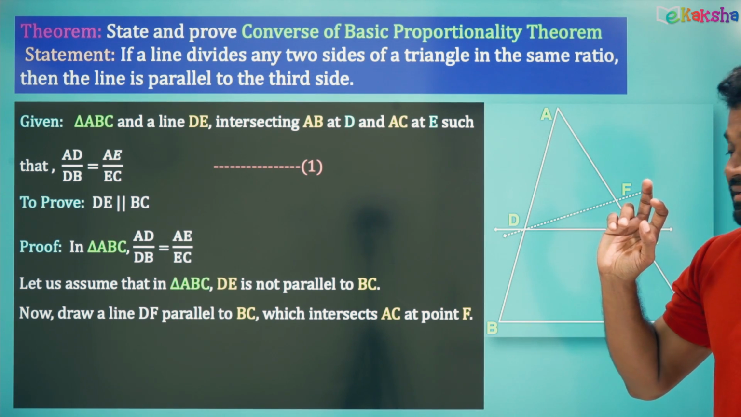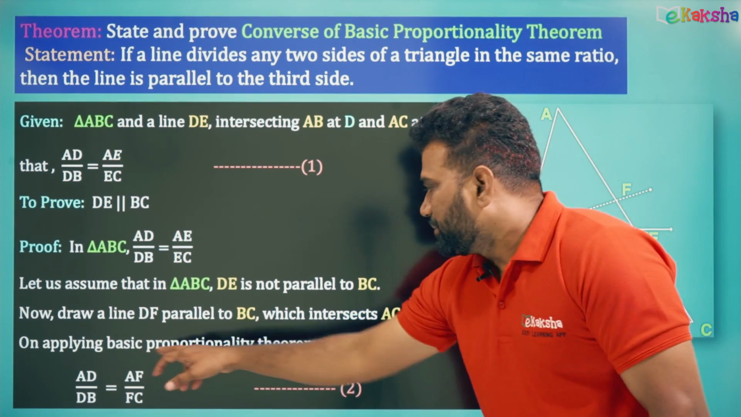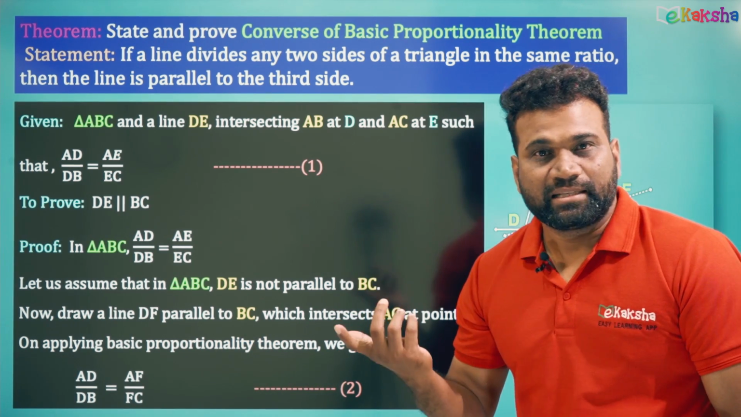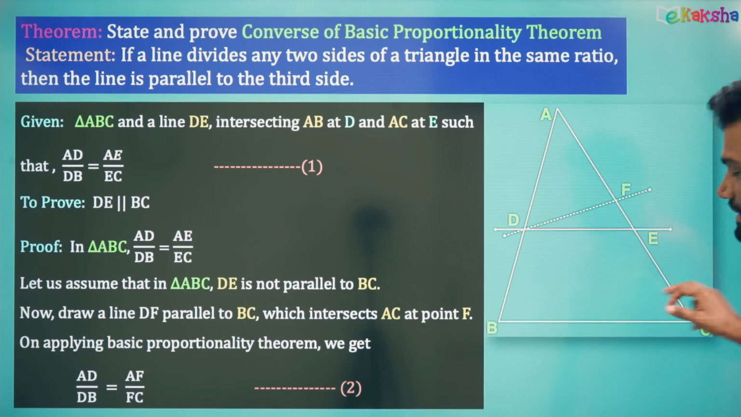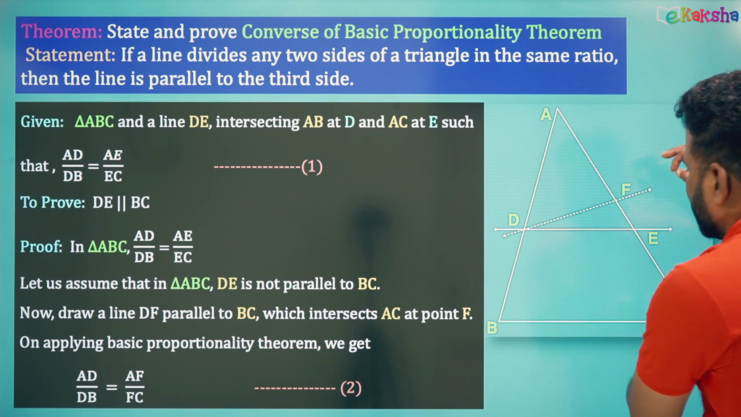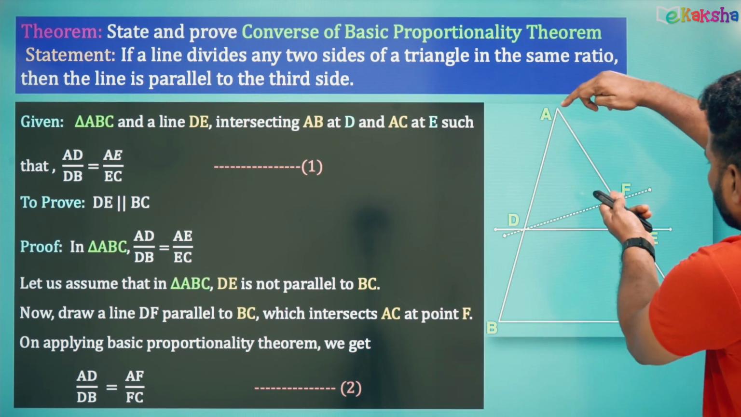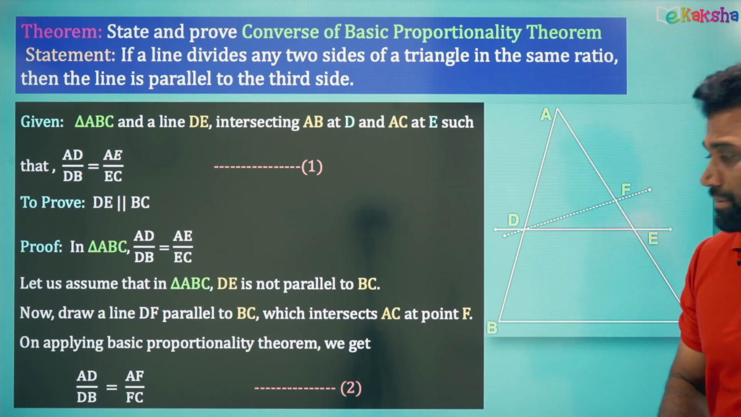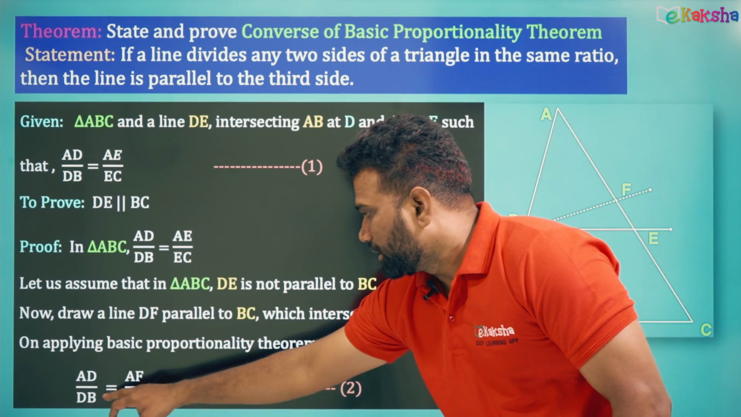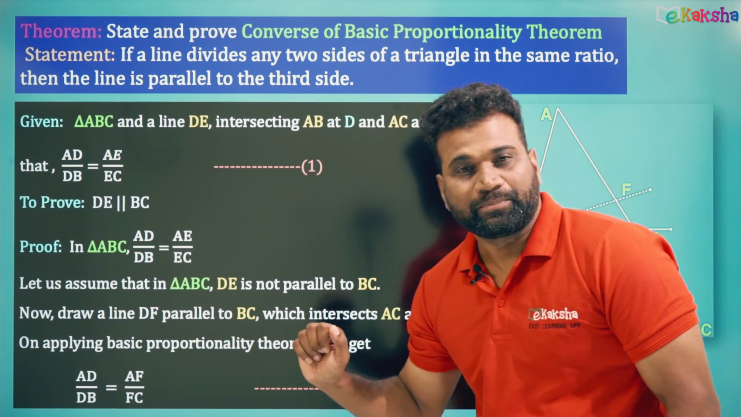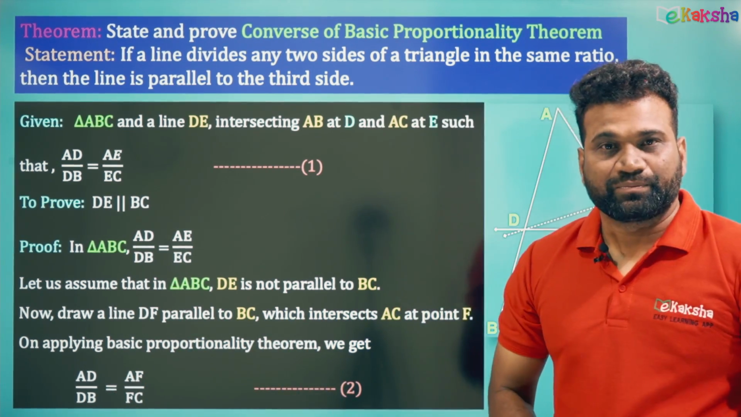Clear? Now on applying basic proportionality theorem, since this line is parallel to this line, the other two sides are in the same ratio, right? So AD over DB is equal to AF over FC. That is what you can look at here: AD over DB is equal to AF over FC. Let us call this equation number 2.